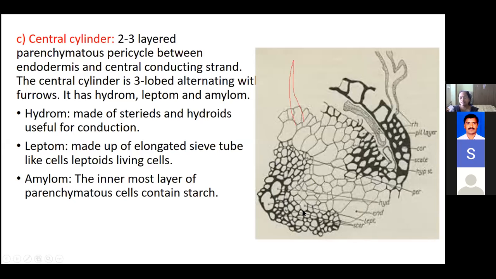Amylum region ఏంటంటే these are the innermost cells which are parenchymatous, which are storing the starch as the food material. ఎందుకు rhizome is non green. rhizome లో మీకు ఎక్కడ కూడా ఫుడ్ మెటీరియల్ ప్రిపేర్ చేయడానికి క్లోరోప్లాస్ట్ కనపడవు, కానీ it requires food material to grow. So amylum are the cells, the region where the parenchymatous cells are going to store the starch as the food material for its growth and development.